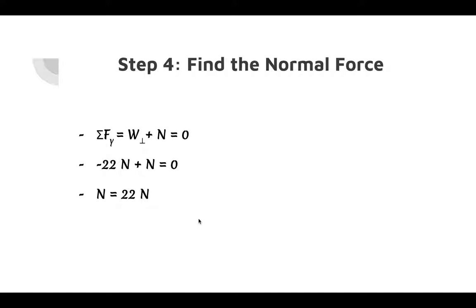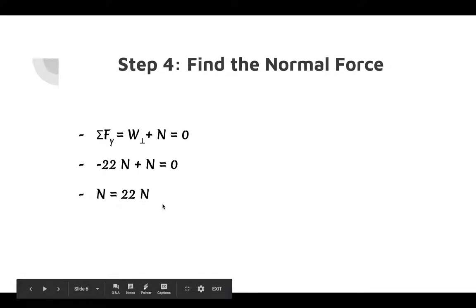Step 4 is to find the normal force. So you use the equation weight perpendicular plus the normal force equals 0. So weight perpendicular is negative 22 newtons, and after you solve, you'll get 22 newtons as the normal force.